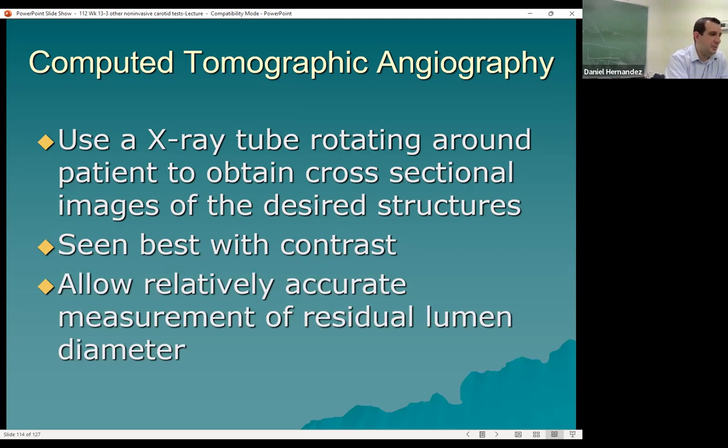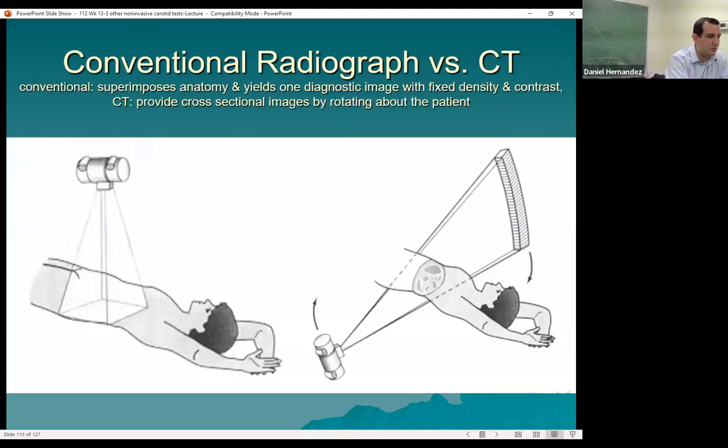It's best seen again with contrast. It allows for relatively accurate measurement of the residual lumen of these vessels.